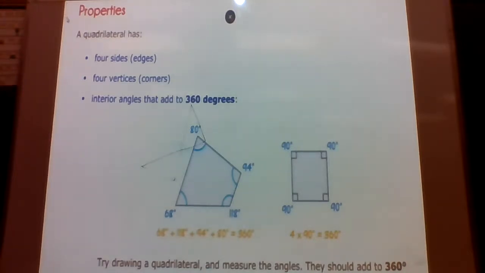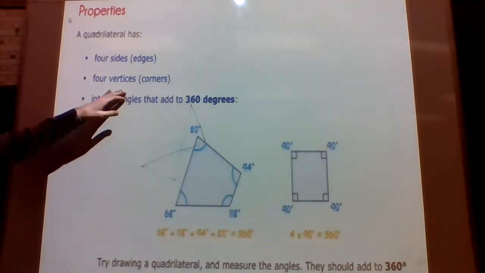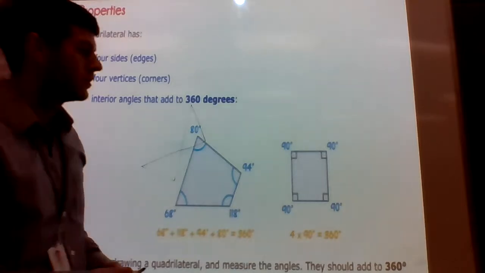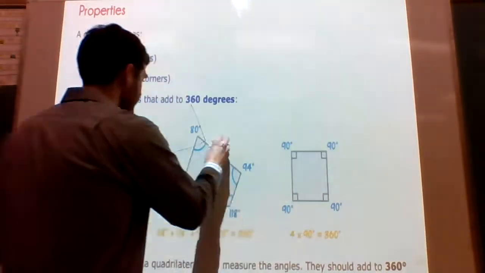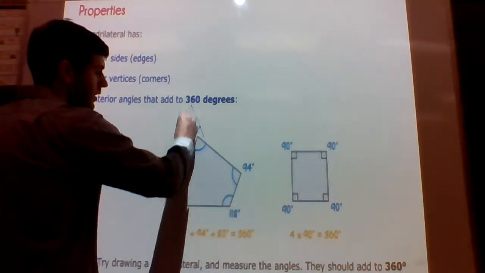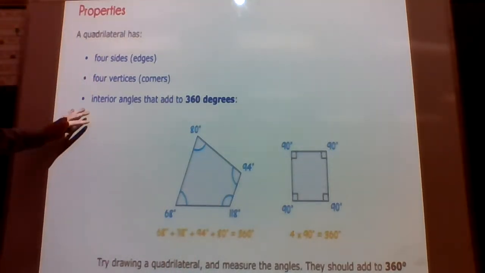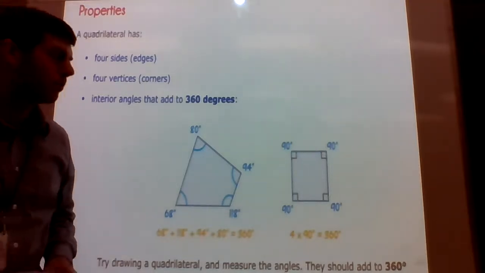Okay. So properties. Again, 4 sides, 4 vertices. We also could add to this that they're straight. 4 sides, 4 vertices. The vertices all meet up, and they're made by straight lines. And then the additional one we want to talk about here is that the interior angles add up to 360 degrees.